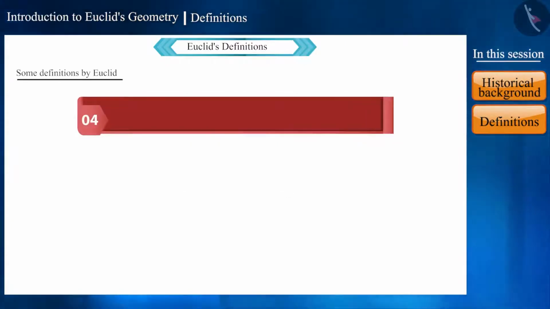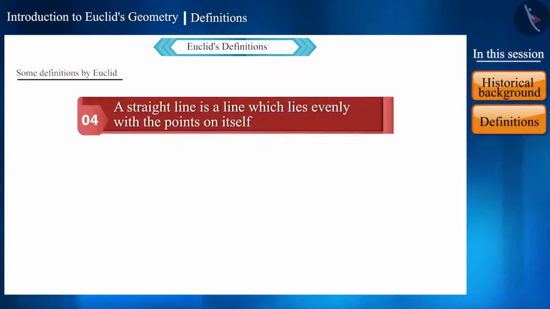This is the fourth definition: a line which lies evenly with the points on itself. That is, we can say that on joining many points, a line is formed.